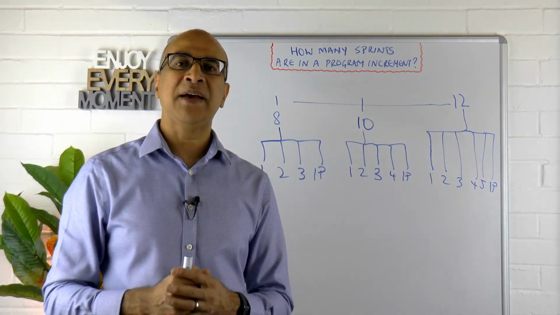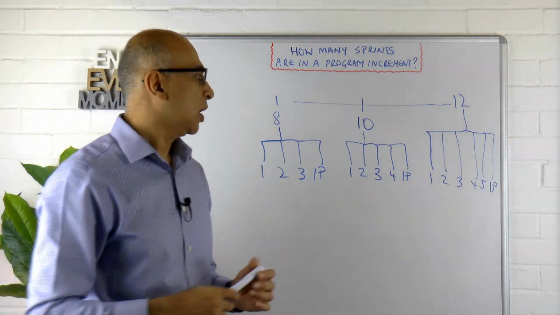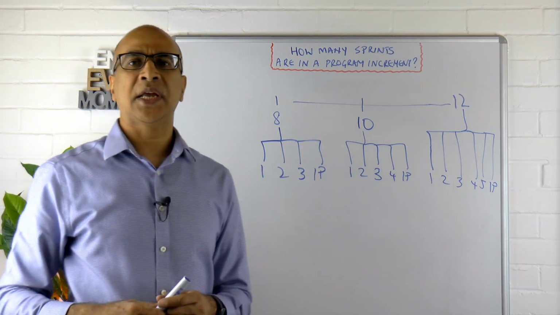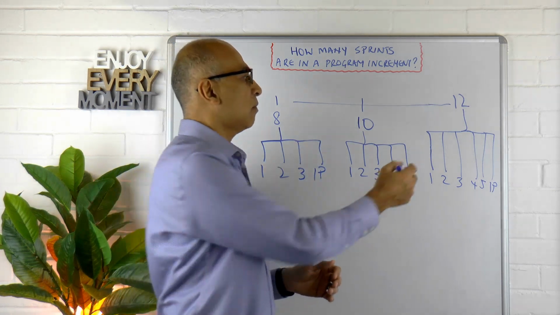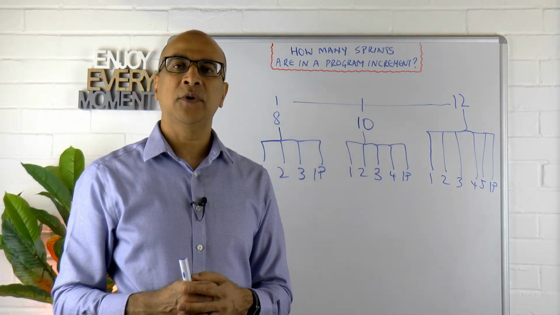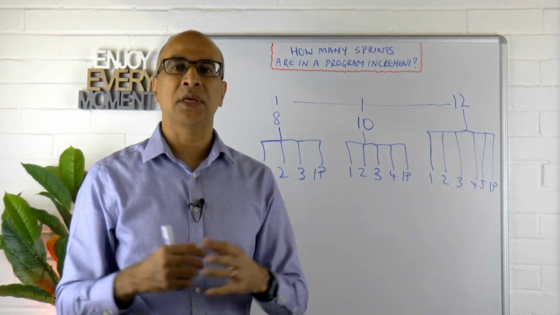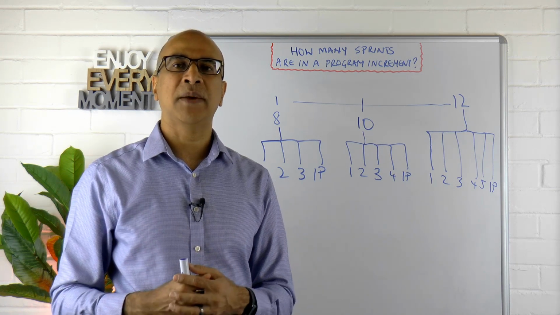Okay, so let's have a discussion around what the most popular ones are. As I said, Scaled Agile calls 10 the default. However, what I found in practice is most organizations tend to like the 12-week cadence for a program increment because that fits quite nicely with the financial quarters. And so it works quite well from that perspective.